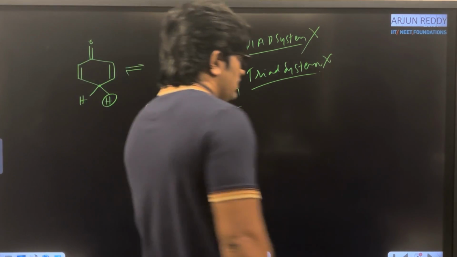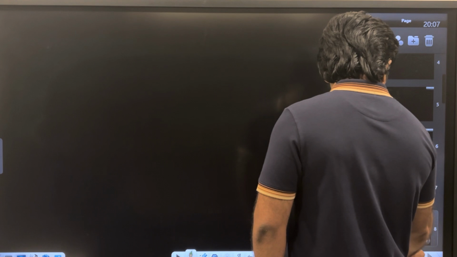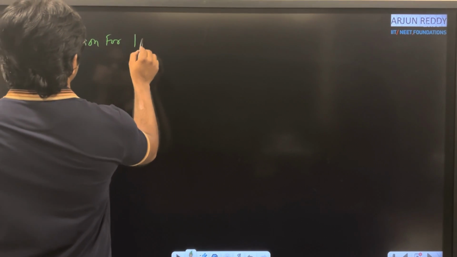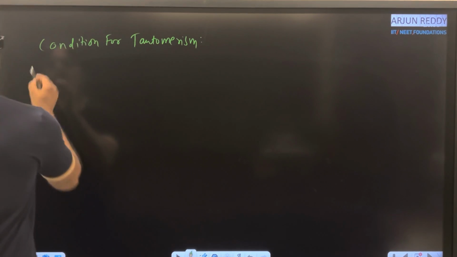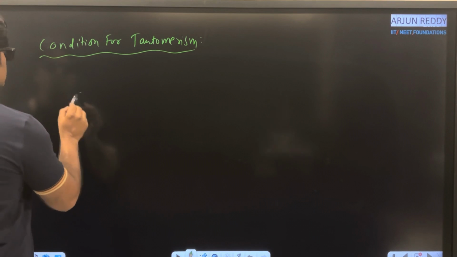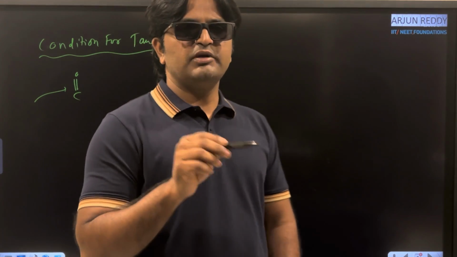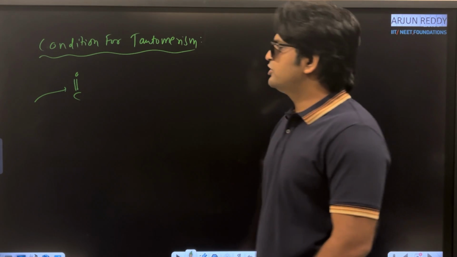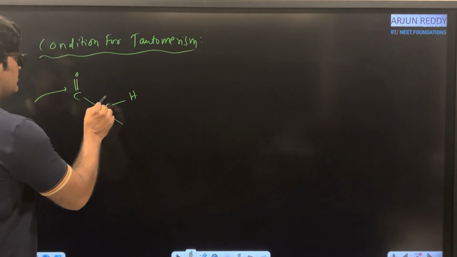Now, next one, what is the condition for tautomerism? Condition for tautomerism. Here I am taking some examples like this. C double bond O. This is the unsaturated system, and your double bond is present between 2 different electronegative atoms. Now, which is the more electronegative atom here? Oxygen atom. Oxygen is more electronegative than carbon, and at alpha position I am taking hydrogen. This is our alpha carbon atom.